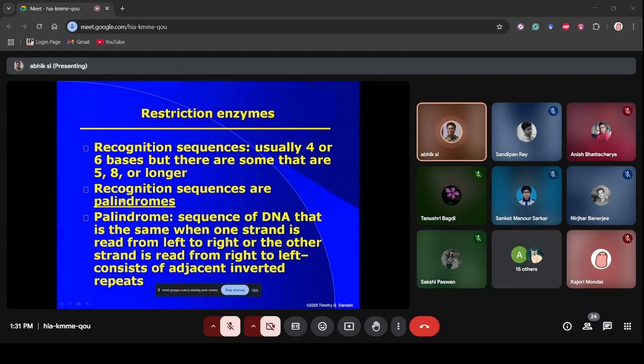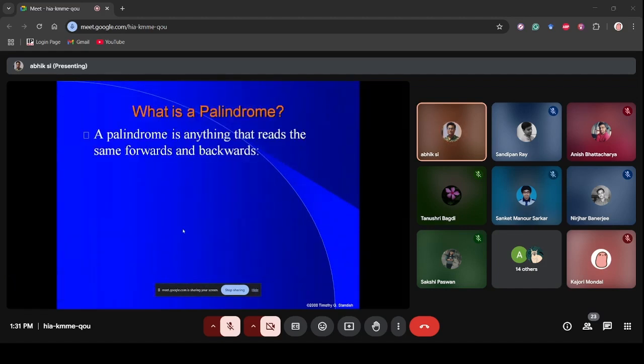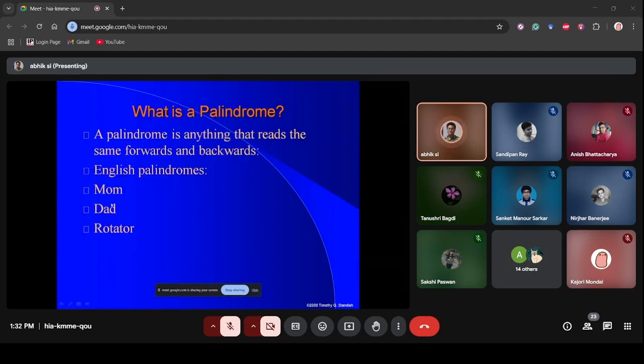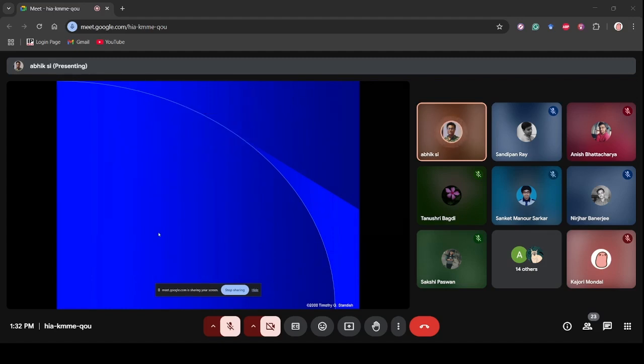So they actually recognize palindromic sequences. What do you mean by palindrome? I think you know, or some of you know. Palindrome means if you read any word or letter from left to right and right to left, you will get the same answer. So for example, these are palindromes. From left to right or right to left, you will get the same answer. So type 2 actually recognizes palindromic sequences.